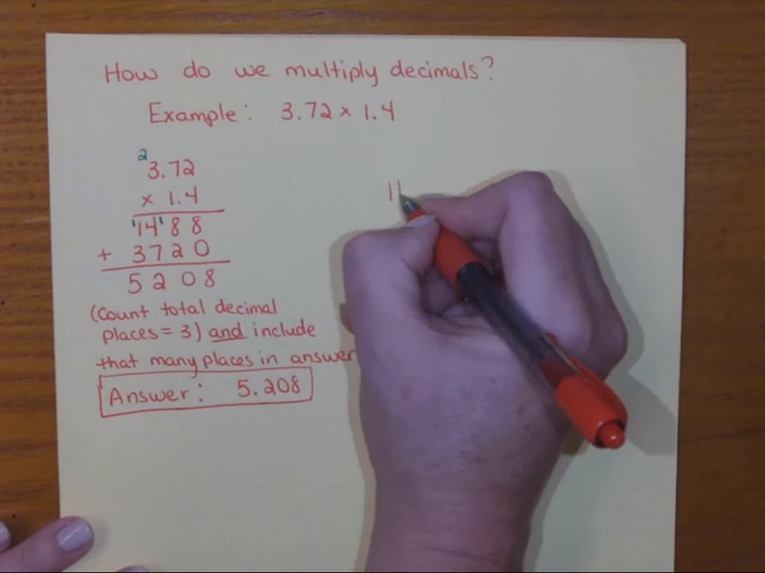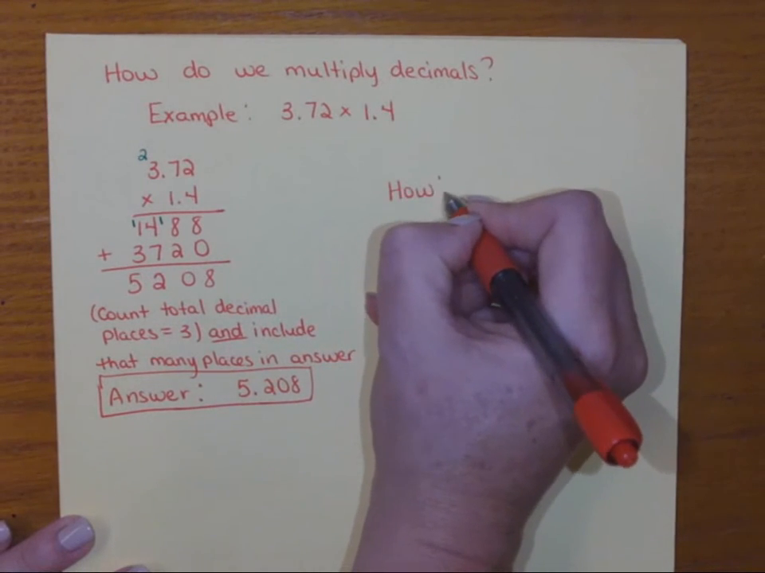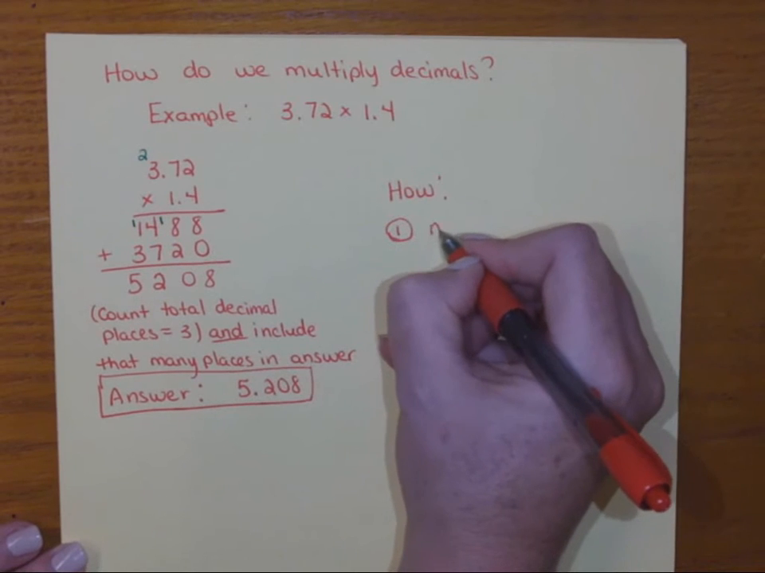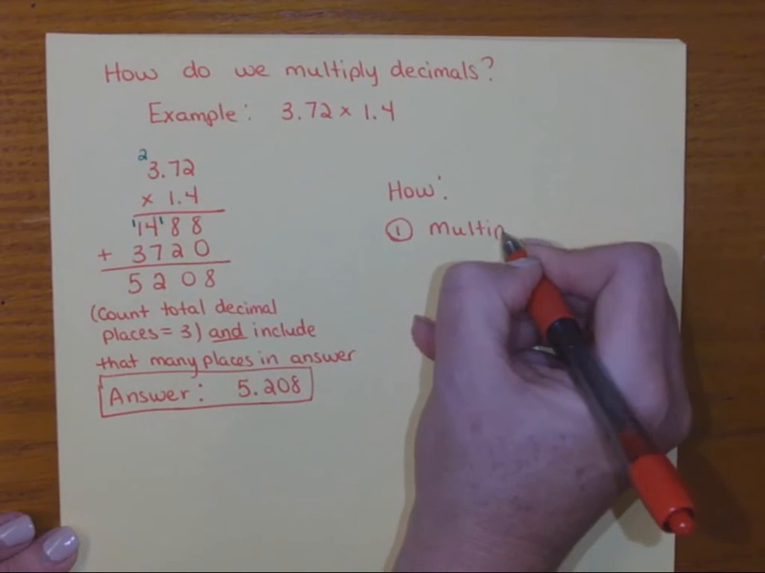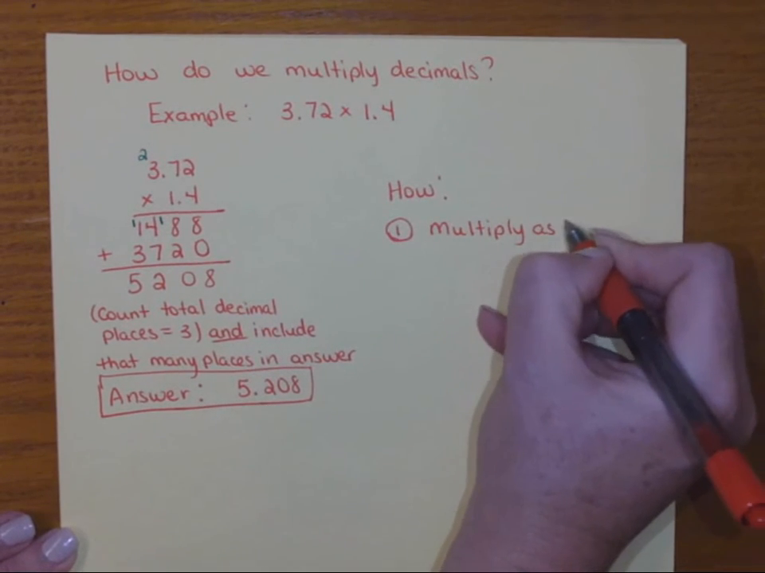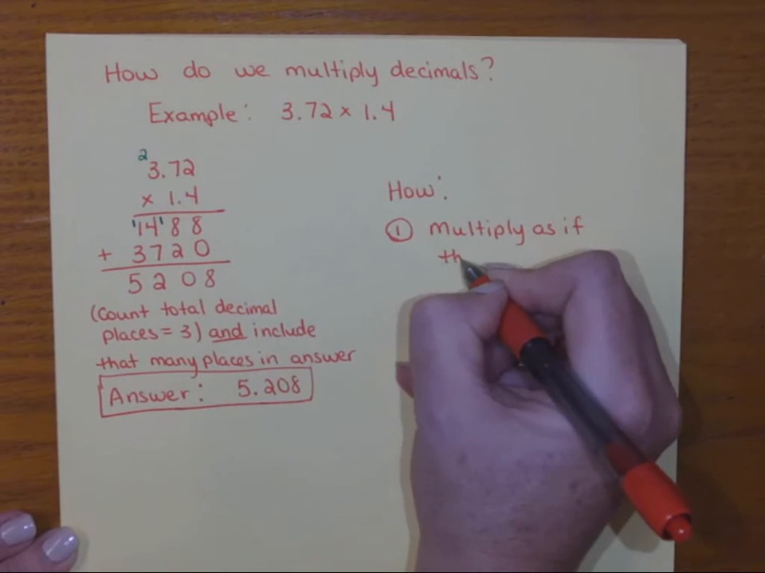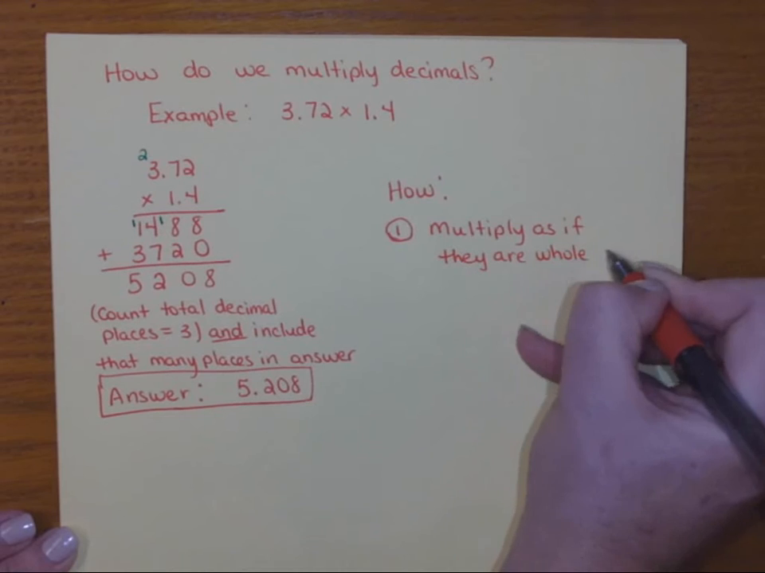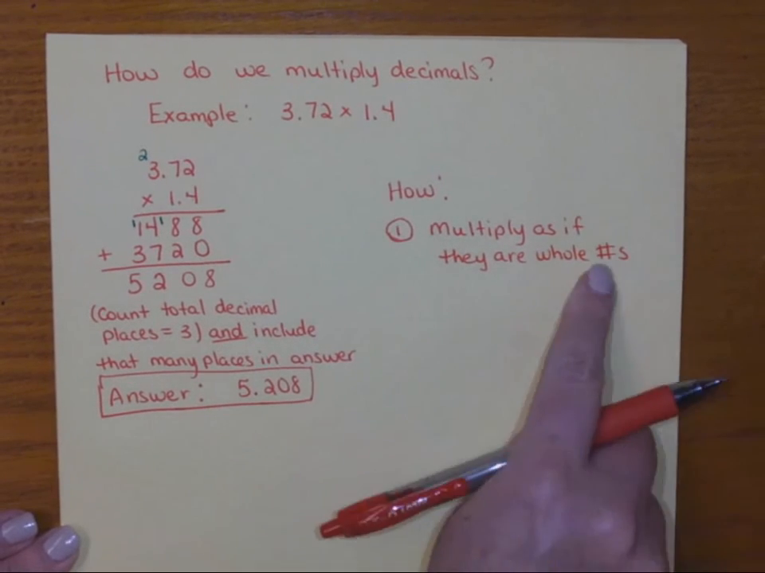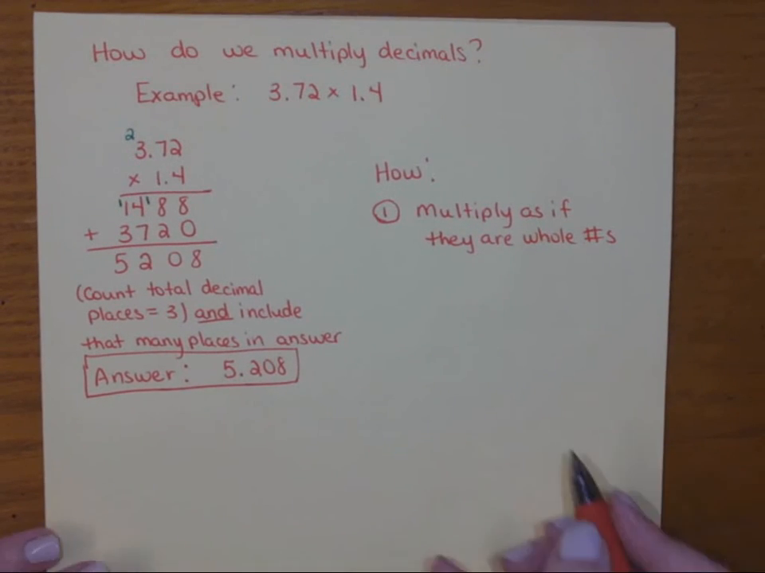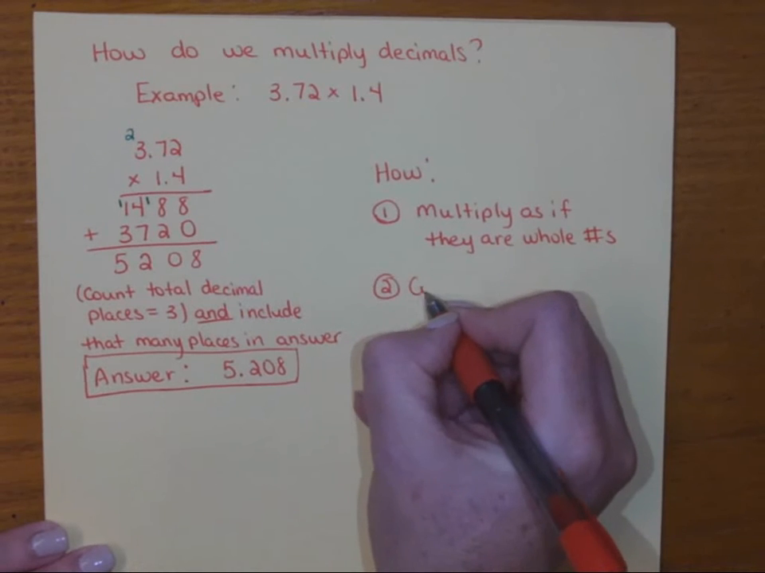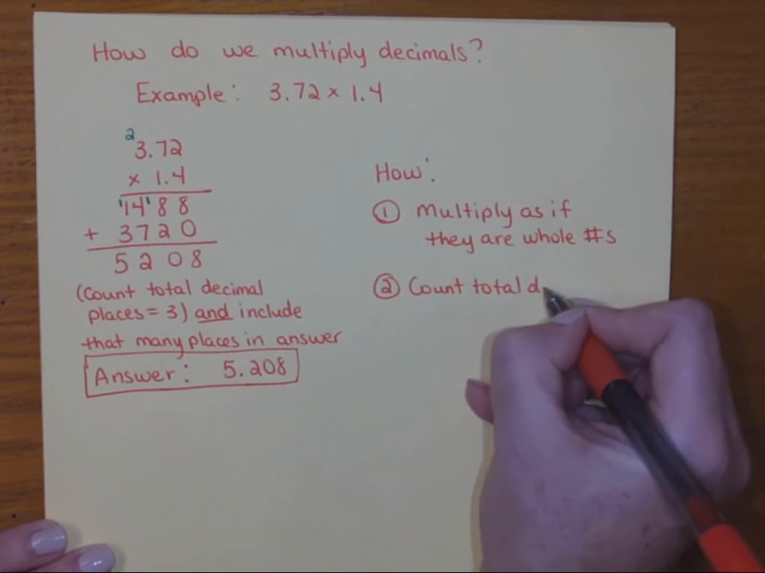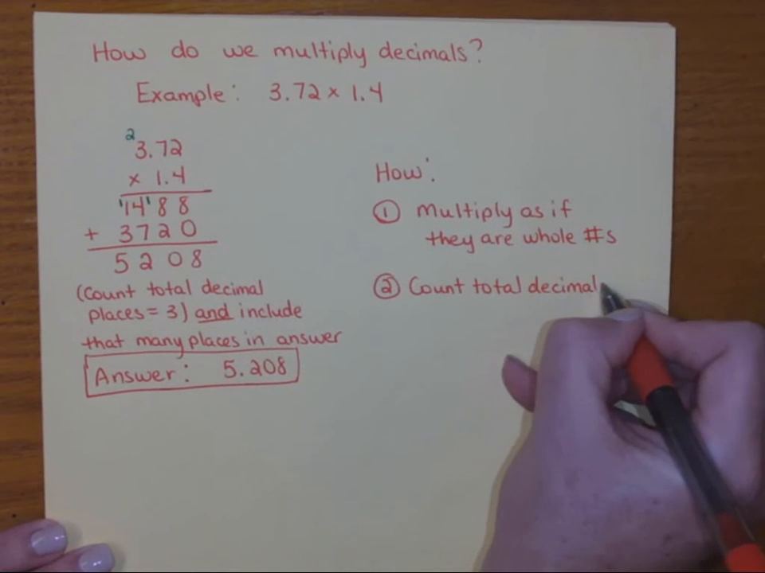So let's break down what we just did. So how do you multiply decimals? The first step we did is we multiply them as if they're whole numbers. We ignore the fact that they have decimals at all. That's the first step. And then number 2 is you count the total decimal places and include that many in your answer.